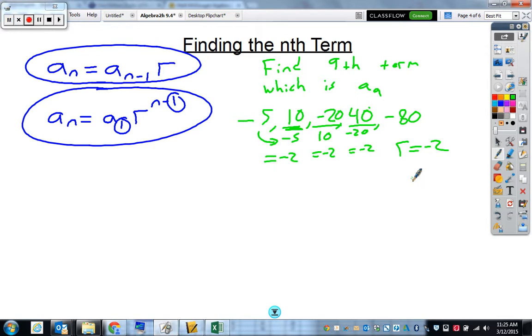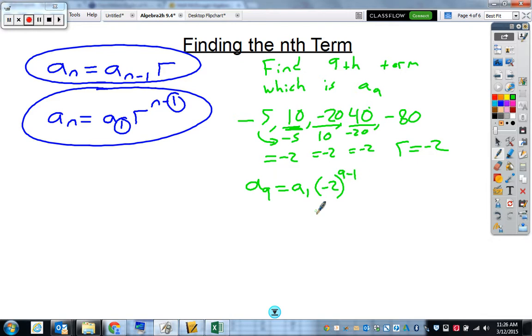So now I'm going to plug into an equation, the bottom equation. I'm not going to use a sub n because I'm specifically trying to find the ninth term. So we're going to use a sub 9 equals a sub 1 times r, which is -2, to the n, which is 9 minus 1.